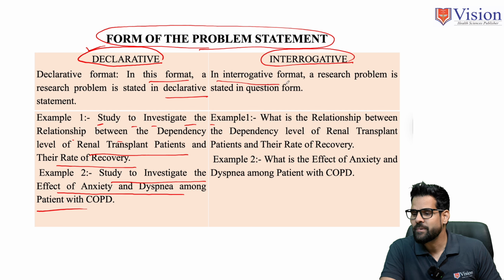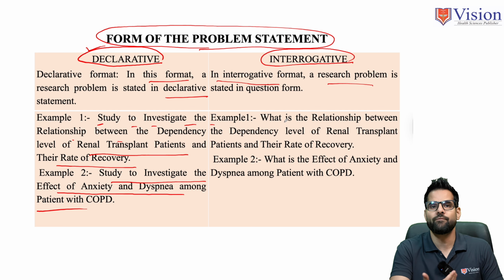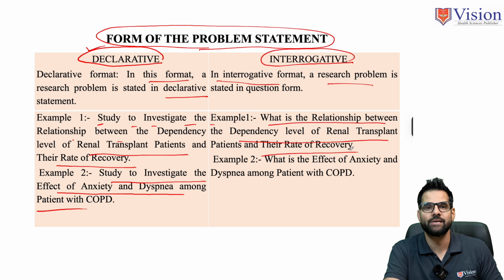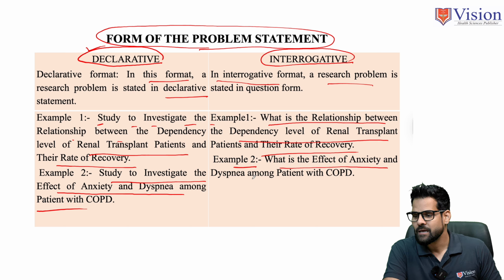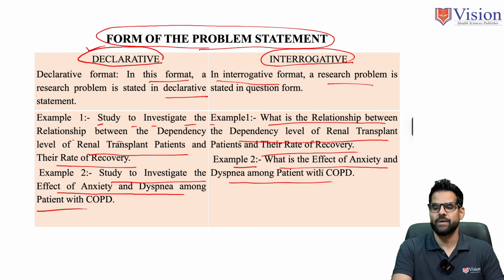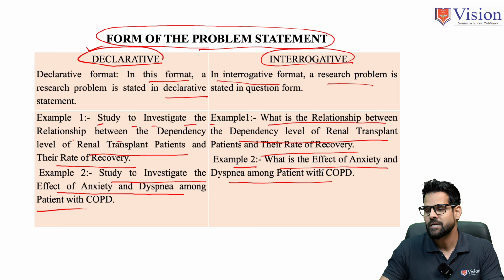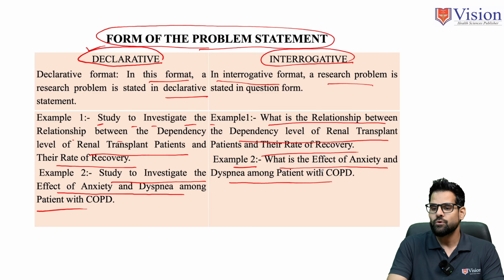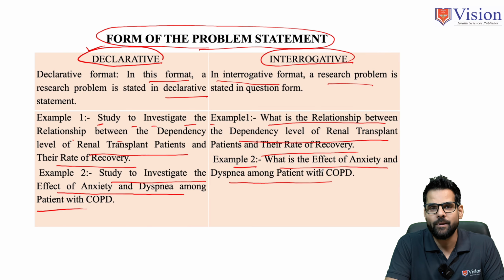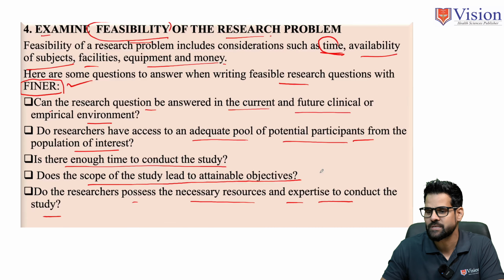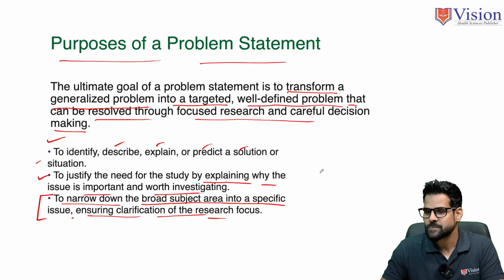Whereas in interrogative format, we always frame in the form of a question, like what is the relationship between the dependency level of renal transplant patients and their rate of recovery. Similarly, in the second example, what is the effect of anxiety and dyspnea among the patients with COPD. So these are the two different forms of stating the problem statement, declarative as well as interrogative. So that is all about the problem statement. I hope that this lecture might have helped you to understand the basic concept of this particular topic.